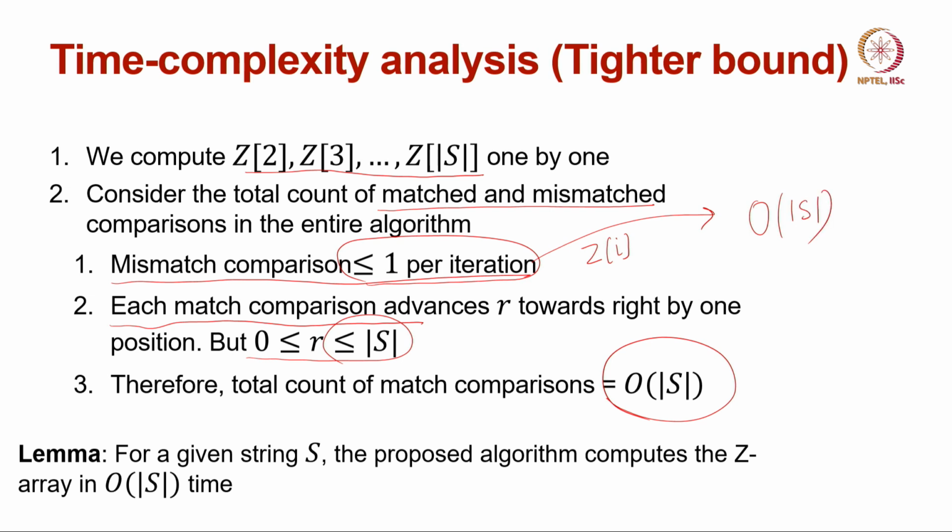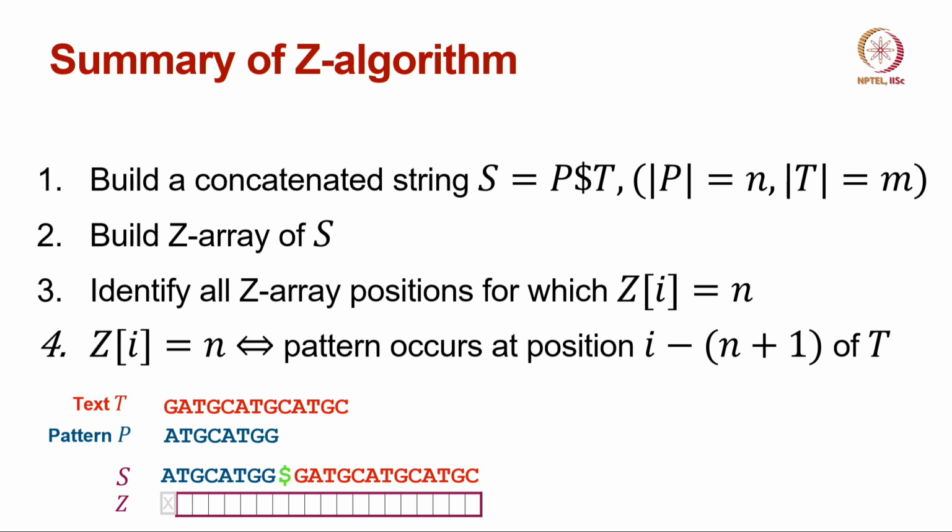The other trivial updates to the values of L and R are order 1 updates. So, overall what we can say is that the entire algorithm is spending order S time to compute the Z array from position 2 to the last position. To summarize this as a lemma, for a given string S, the proposed algorithm computes the Z array in order length of string S time. So, this style of analysis gave us a tighter bound.